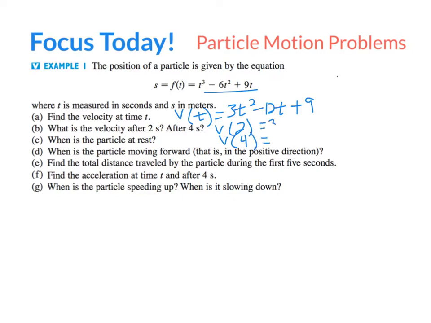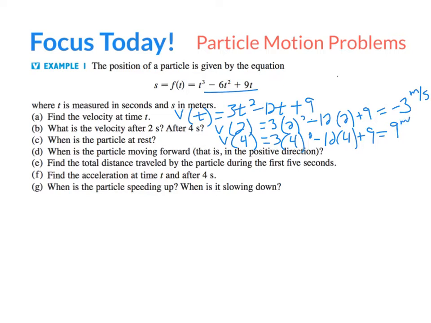So if I sub in 2 and evaluate, I believe I get an answer of -3. And my units here, since it's velocity, are meters per second. That's a speed. And then if I subbed in 4 wherever I see a t, to find the velocity at 4 seconds, I believe I get 9 meters per second. So we just answered part B.